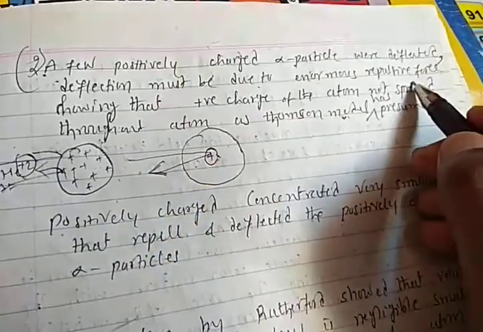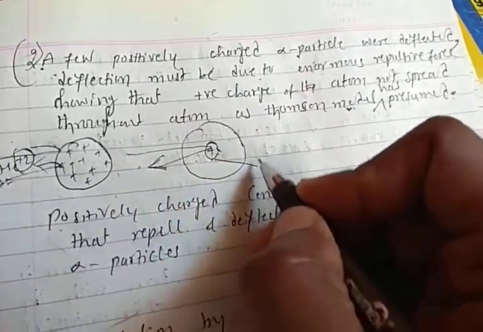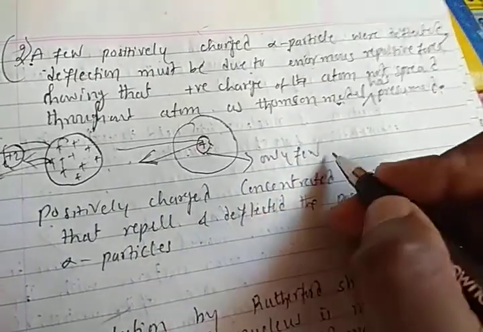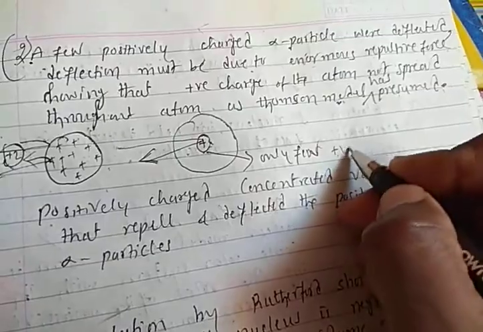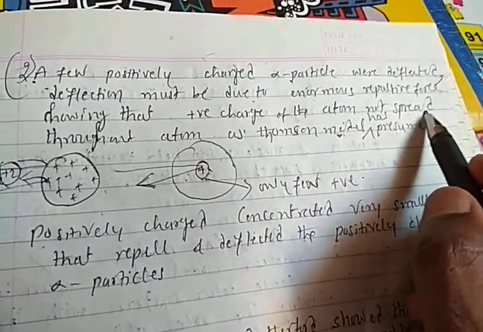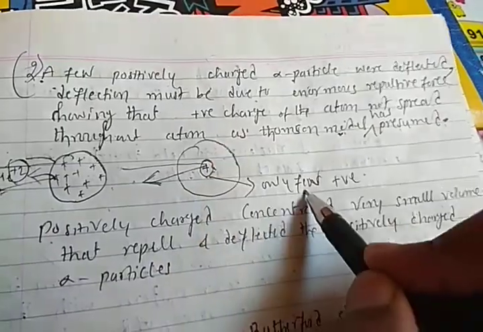The bounce back means only a few positive charge particles are present here. Only a few positive charge particles are present, not spread throughout the atom. Right, students?